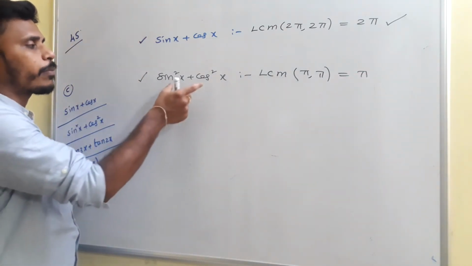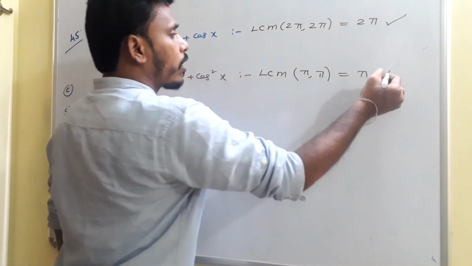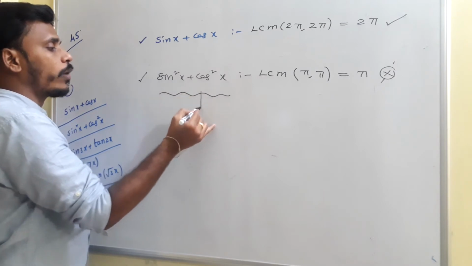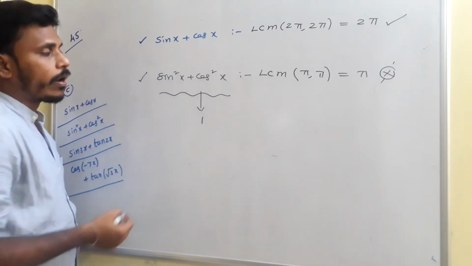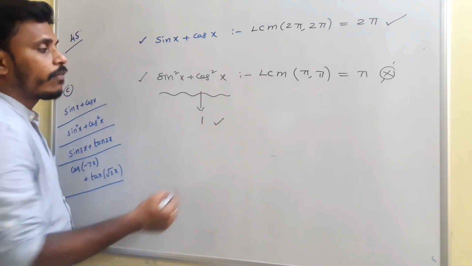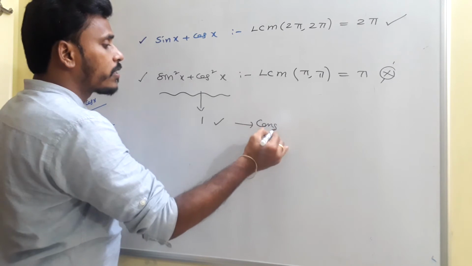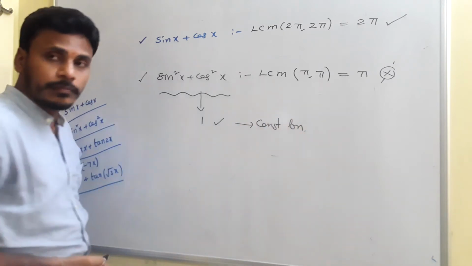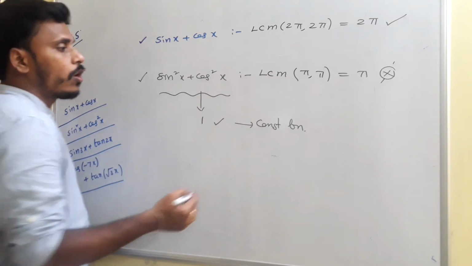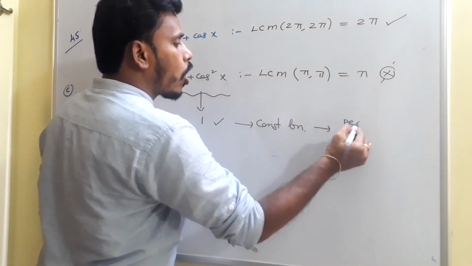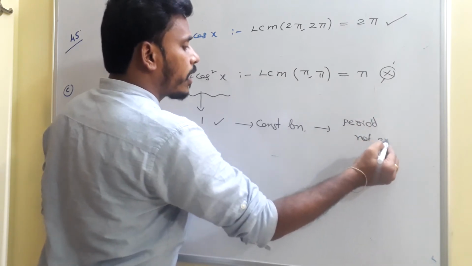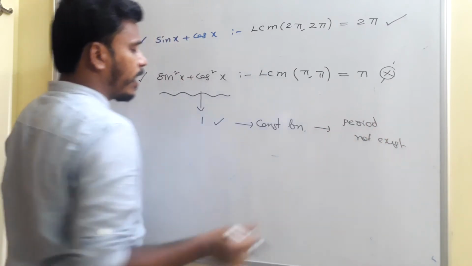So you may think that the period of this function is pi, but it is not correct actually. Why? Because there is already a relation between sin square x and cos square x. We know it as 1, right? So thinking about sin square x plus cos square x is simply thinking about 1, which is a constant function. Since it is a constant function, it is periodic, but the period does not exist. Okay, you need to maintain that clarity.